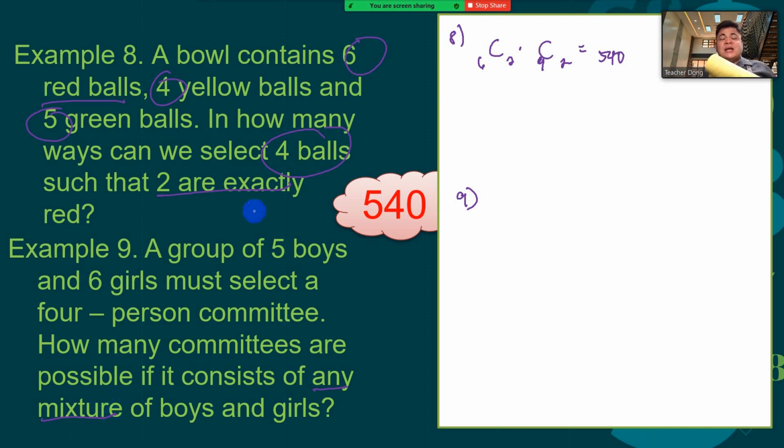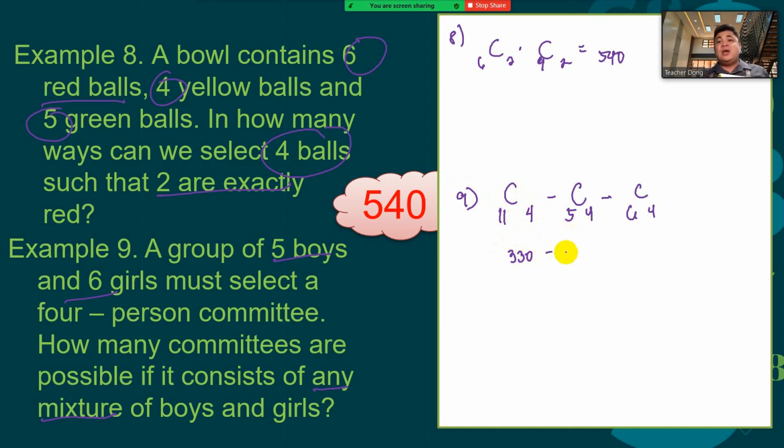So as you can see, we have 5 boys and 6 girls. So if we're going to add them, it's combination of 11 taken 4. But we have to eliminate those that are all boys and all girls. For the all boys, it's combination of 5 taken 4. And then minus for girls, combination of 6 taken 4. Okay, so if we are going to simplify this, it's just very easy to analyze that combination of 11 taken 4 is 330.